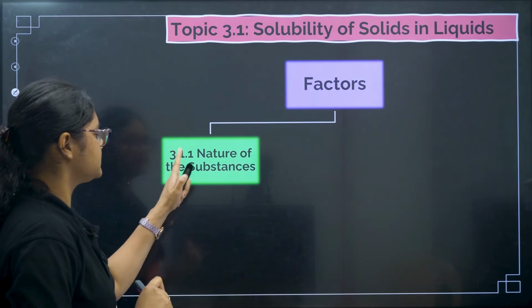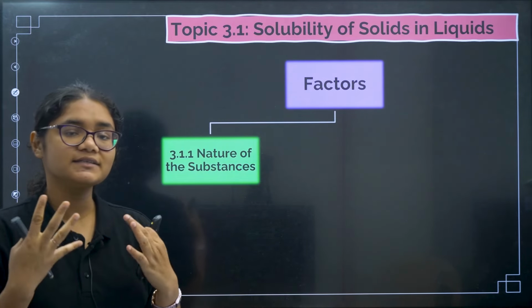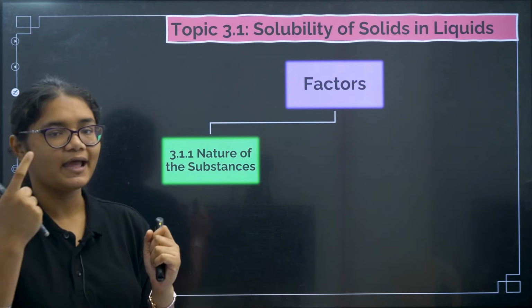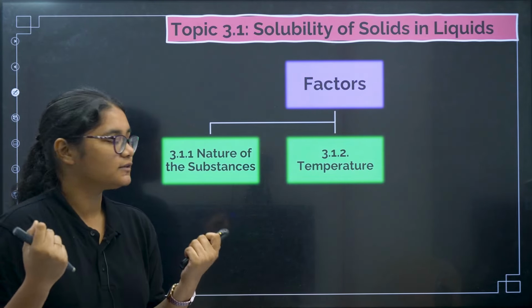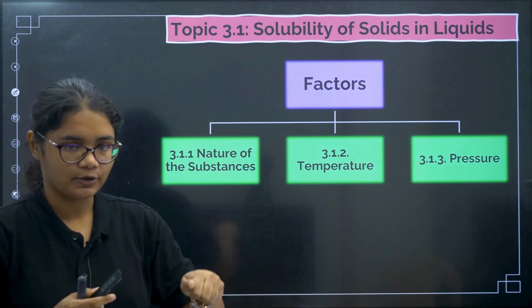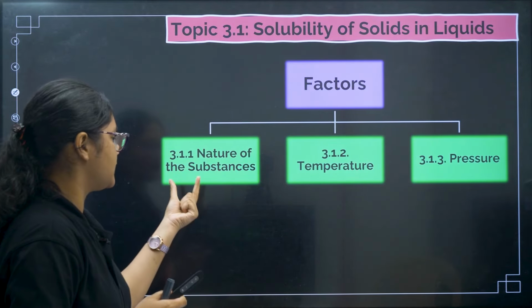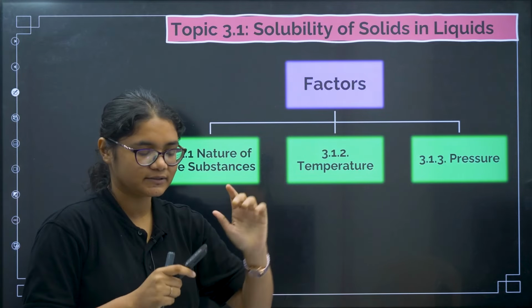The first factor is the nature of substance. When I'm talking about the nature of substance, what is the substance here? Nature of solvent and nature of solute. The next one is temperature. The third one here is pressure. So the solubility of solid in liquid depends on three factors: nature of the substances, temperature and pressure. I hope this is clear.